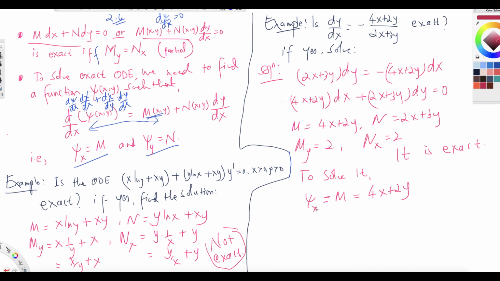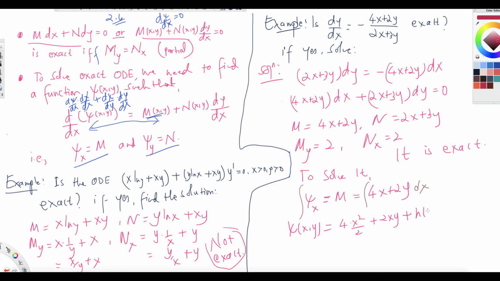We integrate with respect to x, okay? So if you integrate on both sides with respect to x, what do you get? On the left is psi of x, y, which equals, what is the integral of 4x? It will be 4 times x squared over 2, right? And what is the integral of 2y? It is considered as a constant when you integrate with respect to x, okay? So it will be 2xy plus a constant, right? That constant can be a function of y or a constant, right?